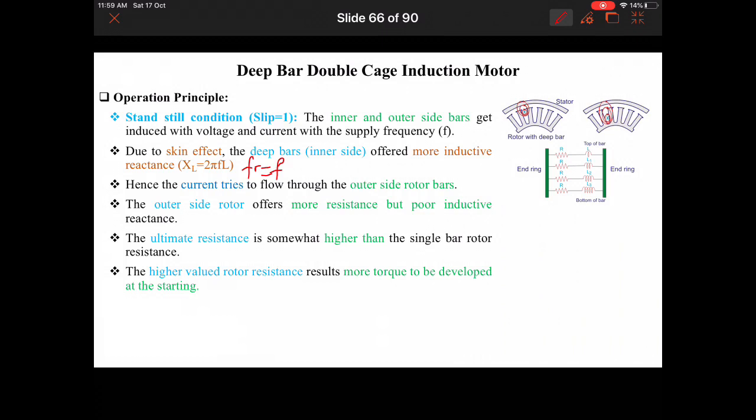Hence, the current tries to flow through the outer side rotor bars. The outer side rotor bars offer more resistance but poor inductive reactance. The ultimate resistance is somewhat higher than the single bar rotor resistance. The higher valued rotor resistance results in more torque being developed at starting.